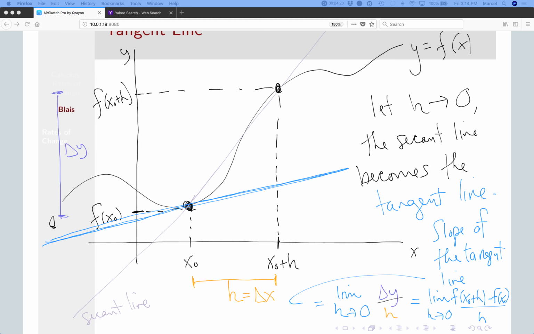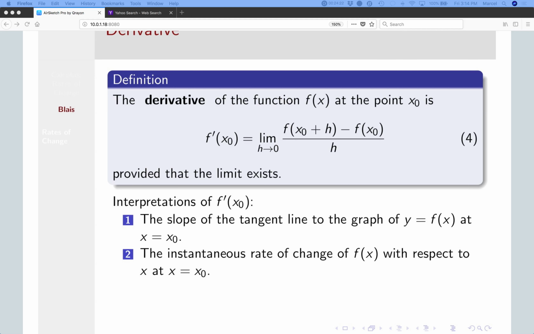Now this has a name, and we call it the derivative. So this is that expression that we derived on the previous page, and we call this the derivative of the function f of x at the point x naught, as long as this limit exists. And this is really a slide that summarizes the main points of what we just went through. First of all, the slope of the tangent line to the graph of y equals f of x at that point x naught, that is this, what we call a derivative.